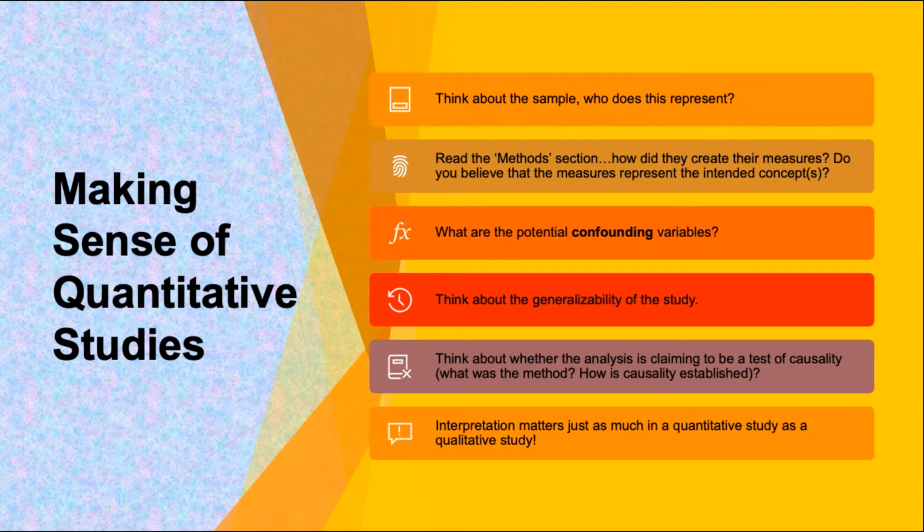Think about the generalizability of the study. Can you generalize this study or not? Think about whether the analysis is claiming to be a test of causality. What was the method used? How is causality established? Also, we'll see later. Interpretation matters just as much in a quantitative study as in a qualitative study. How you interpret your result.